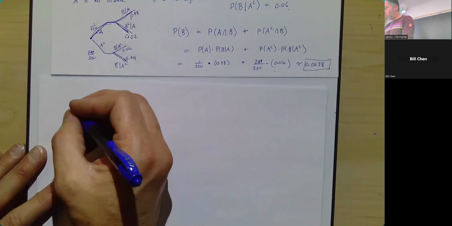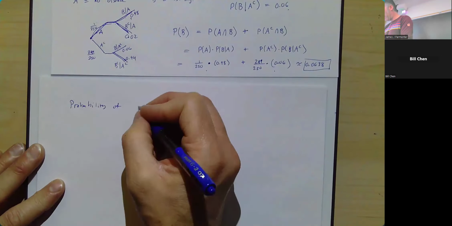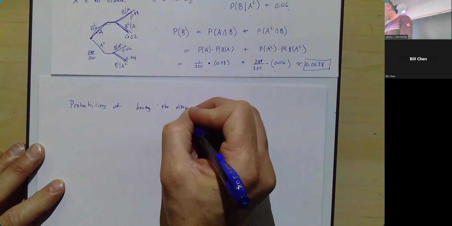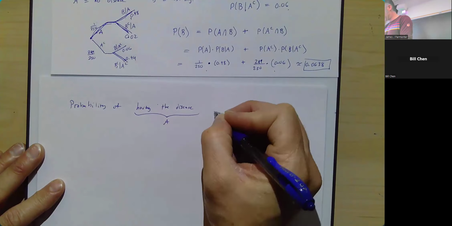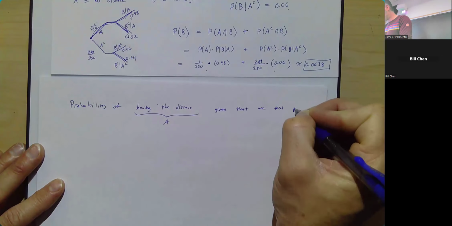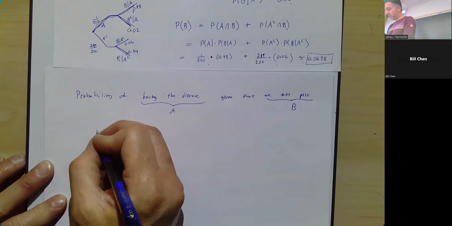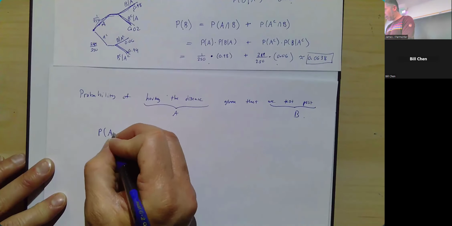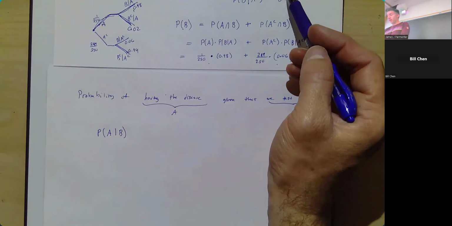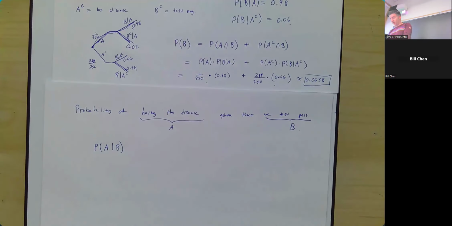So let's ask, what's the probability of having the disease? That's event A, given that we tested positive. That's event B. So in other words, what's the probability of A given B? We know the probability of B given A is 98%. The probability of A given B is not going to be the same. And I know it's 2 o'clock, so I'll wrap this up very quickly.